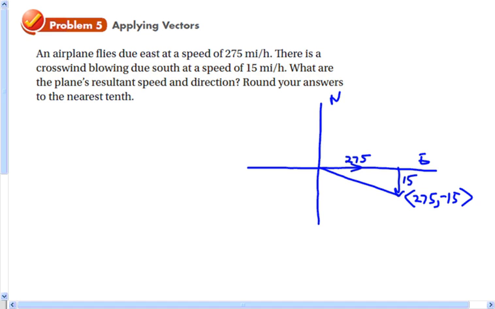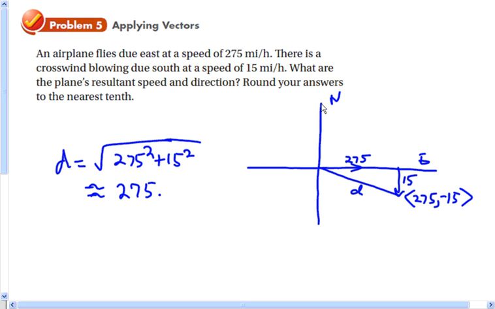Well, we want to know the resultant speed and the direction. The speed is the magnitude, or in this case, the length of that line there. So we're going to just say that d is equal to 275 squared plus 15 squared, which is about 275.4 miles per hour. So the wind is adding a little bit to the plane's speed.